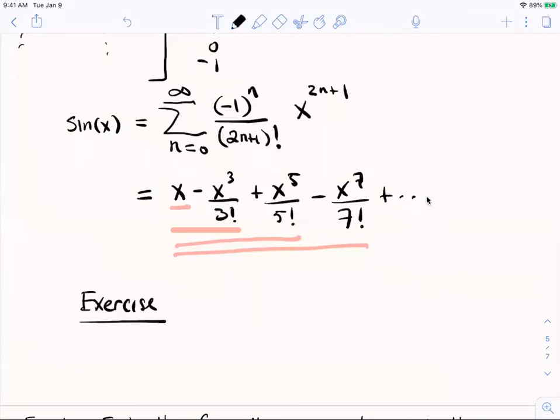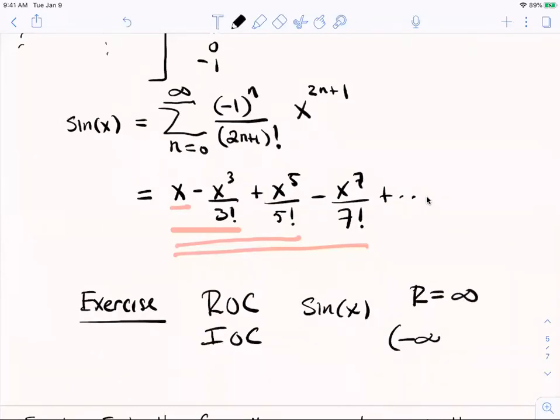I'm going to leave it to you as an exercise, or we can do it together in class. Calculate the radius of convergence and the interval of convergence for the sine function. I'll tell you the answer. The radius of convergence is infinity, and the interval of convergence is minus infinity to infinity. Use the ratio test to verify that. It's good practice for you.